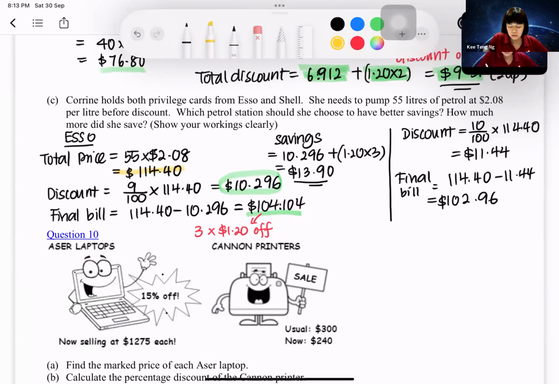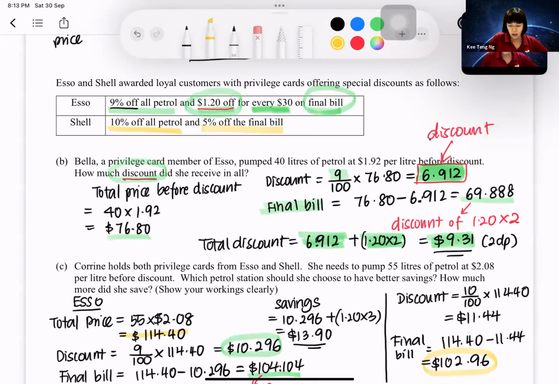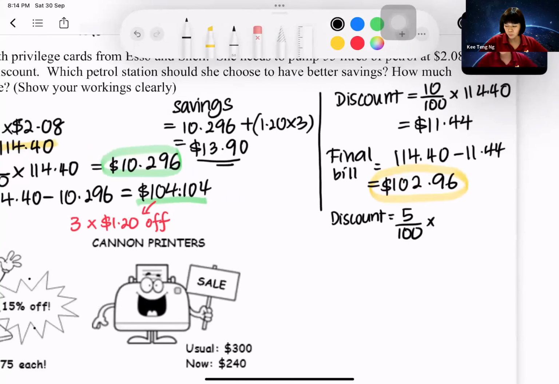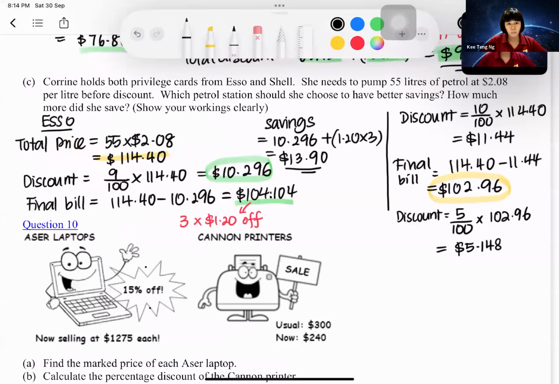But now, based on this final bill, not the 114.40 anymore, 102.96, I will take a 5% discount. Let me do another second discount, a discount of 5% on this new number. It's not 114.40, it's on the new, cheaper number. This discount will be 5 divided by 100 times 102.96, and that will be $5.148. Okay, 5.148, right?